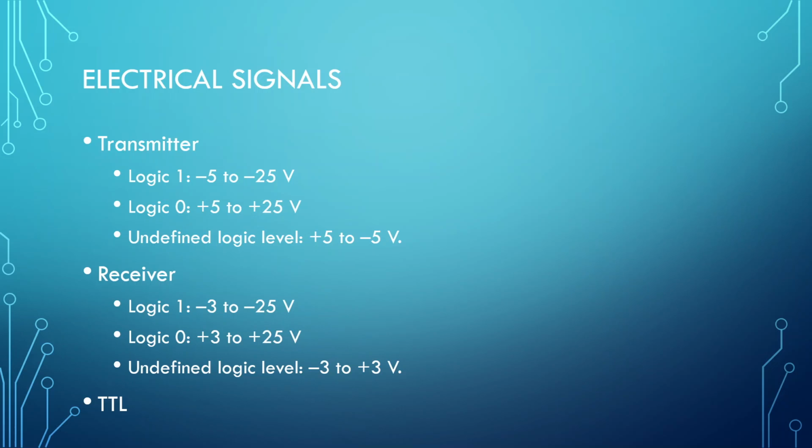We still do have that undefined voltage range on the receive side, which is -3 to +3. So really, you've got 3 states, right? You've got the logic 1, the logic 0, and the undefined region.